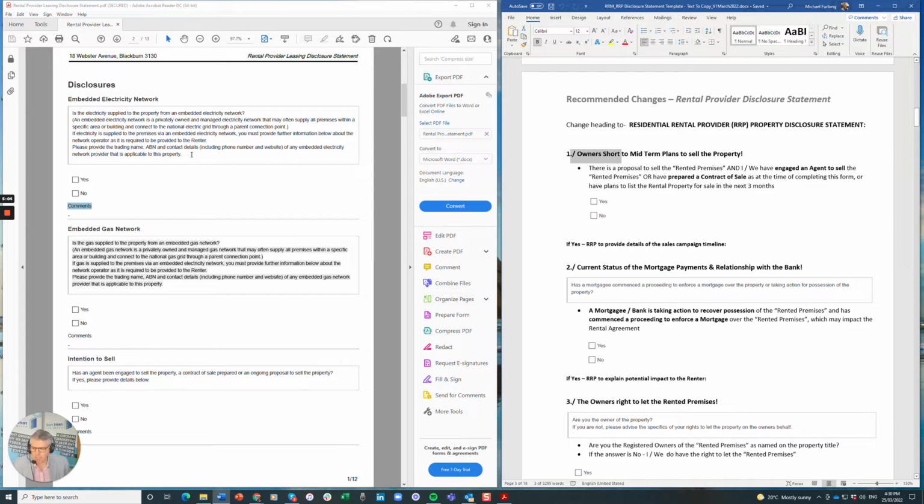You'll see that in a second. Okay, so let's just come through to notice intention to sell. So here it is here. The text is there for you. Just need to copy that.